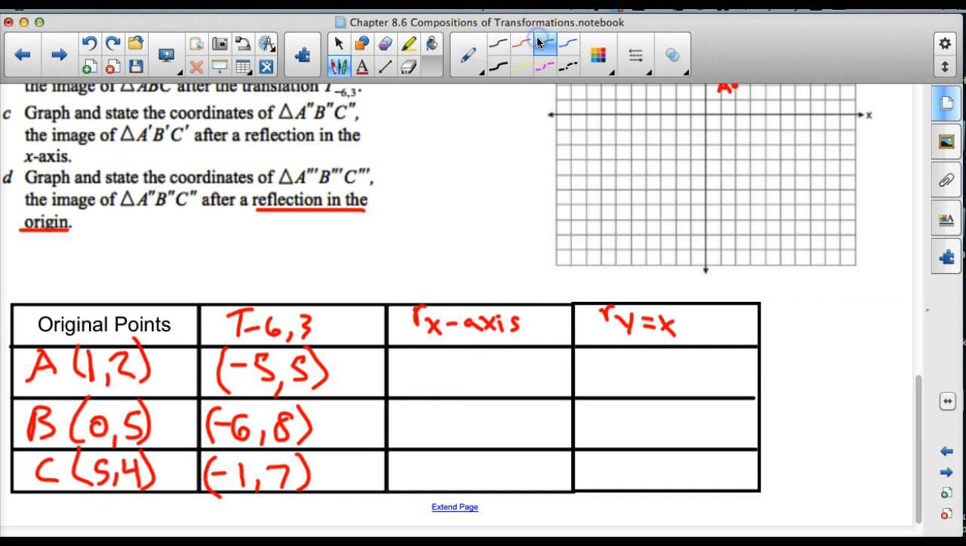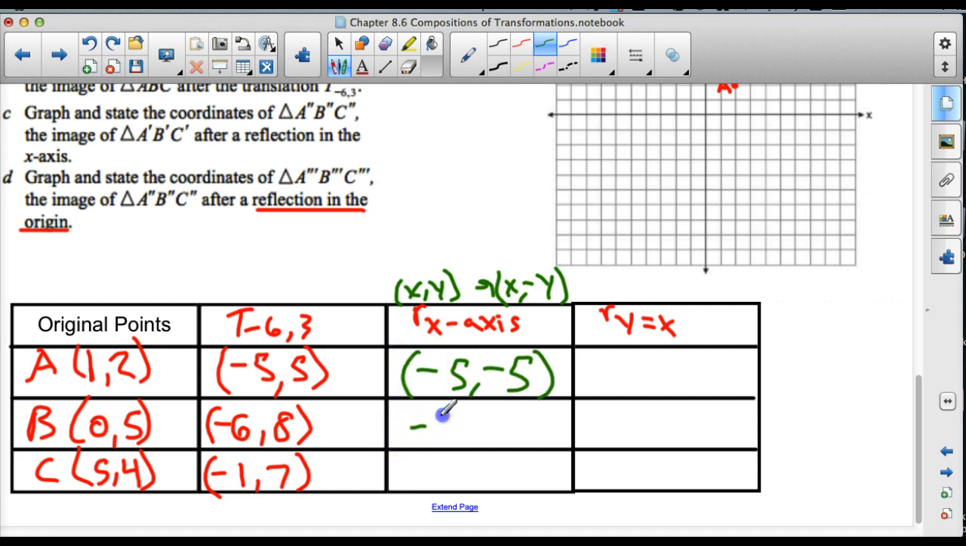And this one, let's do in green. Let's add a little color. So if you remember the rule for reflection in the x-axis, I'll write it up here. When we reflect in the x-axis, we change the sign of the y. So we just flip the sign of that y. So here the x will stay the same, negative 5, and the y changes. So that 5 becomes a negative 5.